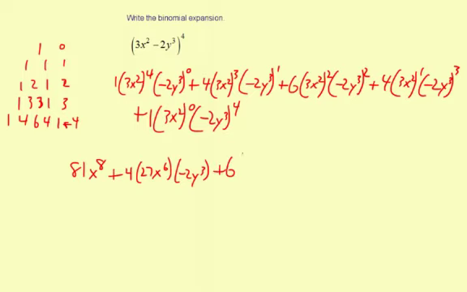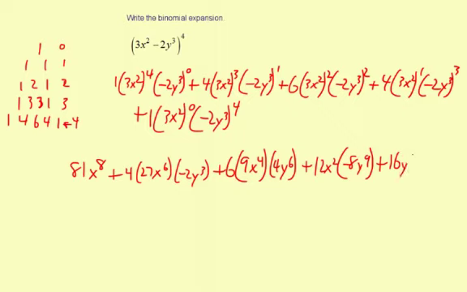Plus 6 times 3x squared all squared is going to be 9x to the fourth, and then negative 2y to the third squared is going to be times 4y to the sixth, plus 4 times 3 is 12, and then times x squared, so 12x squared, times negative 2y to the third all to the third, that's going to be negative 8y to the ninth, and then plus 3x squared to the 0 is 1, so that's just going to be negative 2y to the third all to the fourth power. So that's going to be 16y to the 12th.